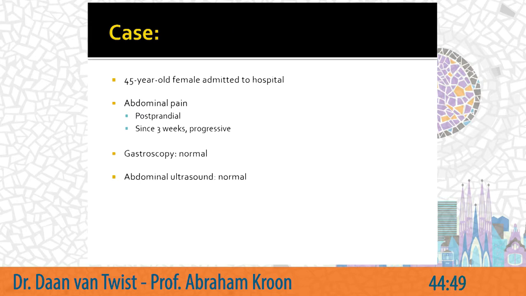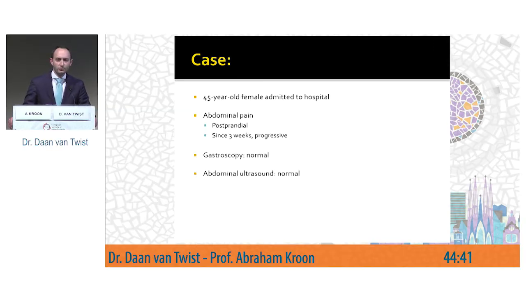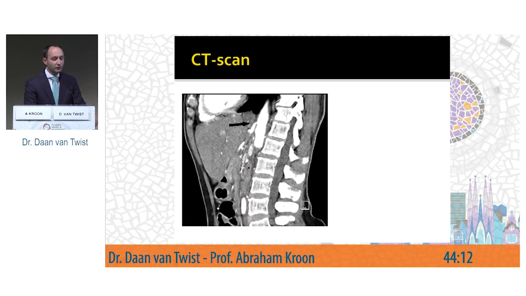Our case will be on a 45-year-old female who was admitted to hospital because of pain in the upper abdomen. The pain started 3 weeks before. It was progressive. It was typically postprandial. And at the time of admission, she could hardly eat anymore because after each meal she had enormous upper abdominal pain. What the local hospital first did was a gastroscopy, which was completely normal, and also an abdominal ultrasound, which showed no abnormalities. And then they decided to do a CT scan, and I'm showing you the images here.